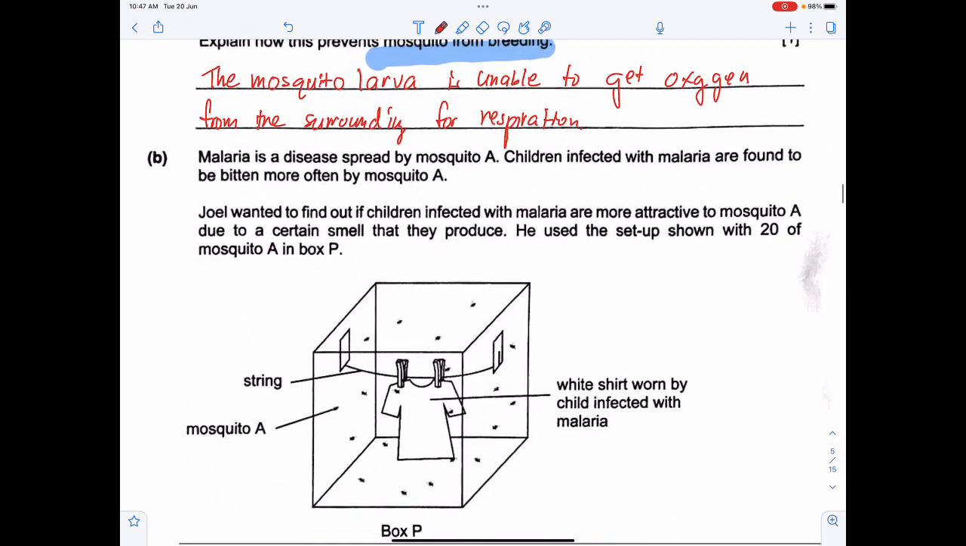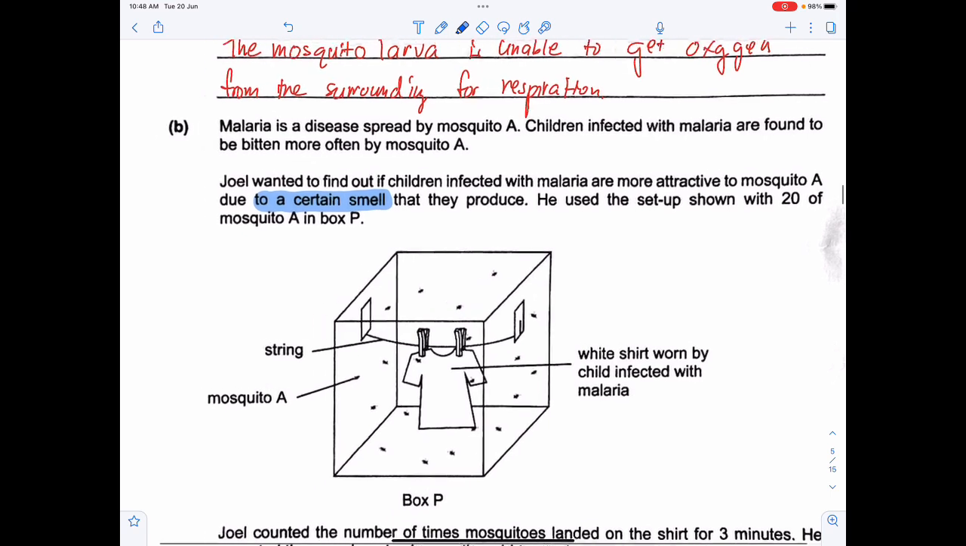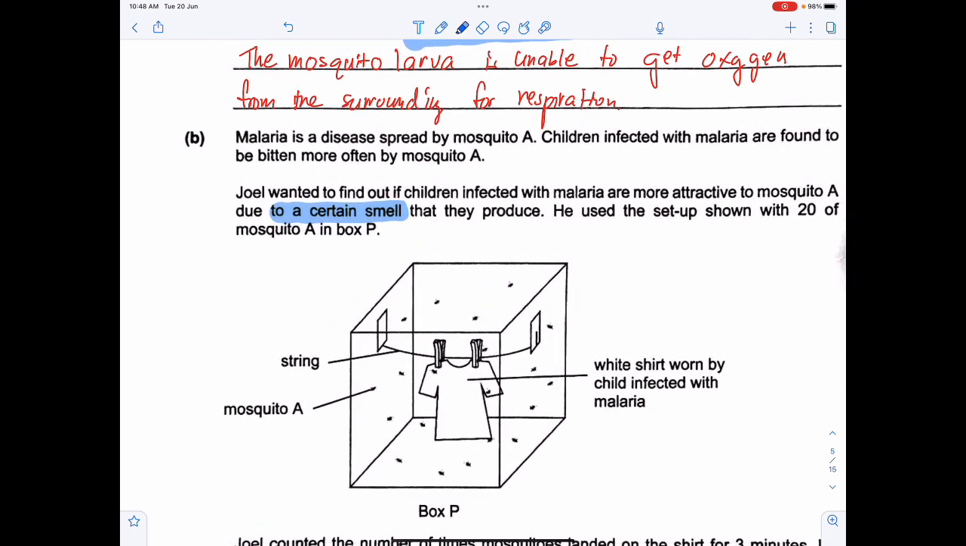Next. Malaria is a disease spread by mosquito A. Children infected with malaria are found to be bitten more often than mosquito A. Okay? Joel wanted to find out if the children infected with malaria are more attractive to mosquito A due to a certain smell. So what is the change variable? Is the change variable infected with malaria or is the change variable due to that smell? The change variable is actually what? Smell. Right?